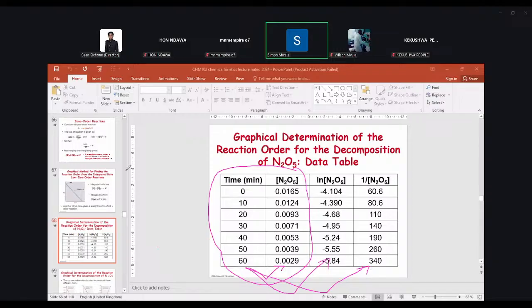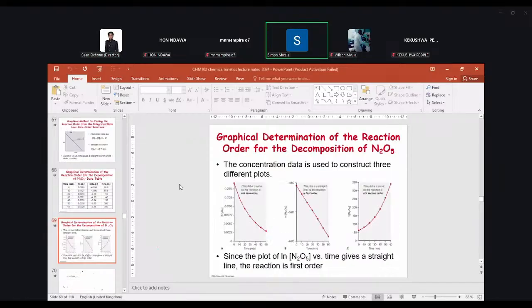So using this data now, plots were done. I'll show you the plots. Plots were done using this information that has been given. So concentration versus time was done. Natural log of concentration versus time was done. And also 1 over concentration versus time was done. And these were the 3 graphs. Which one will be the order of that reaction, the decomposition of dinitrogen pentoxide? What is the order of that reaction?